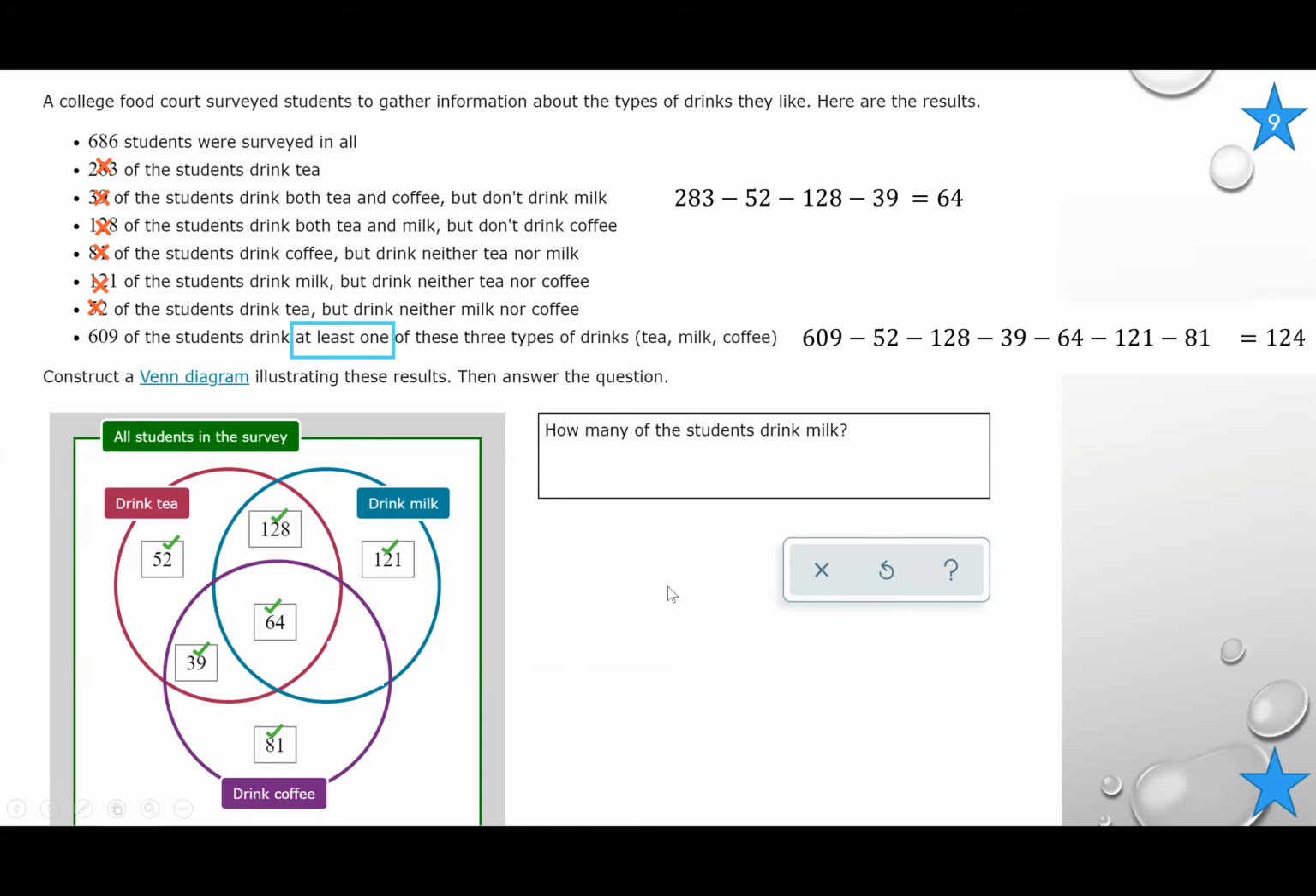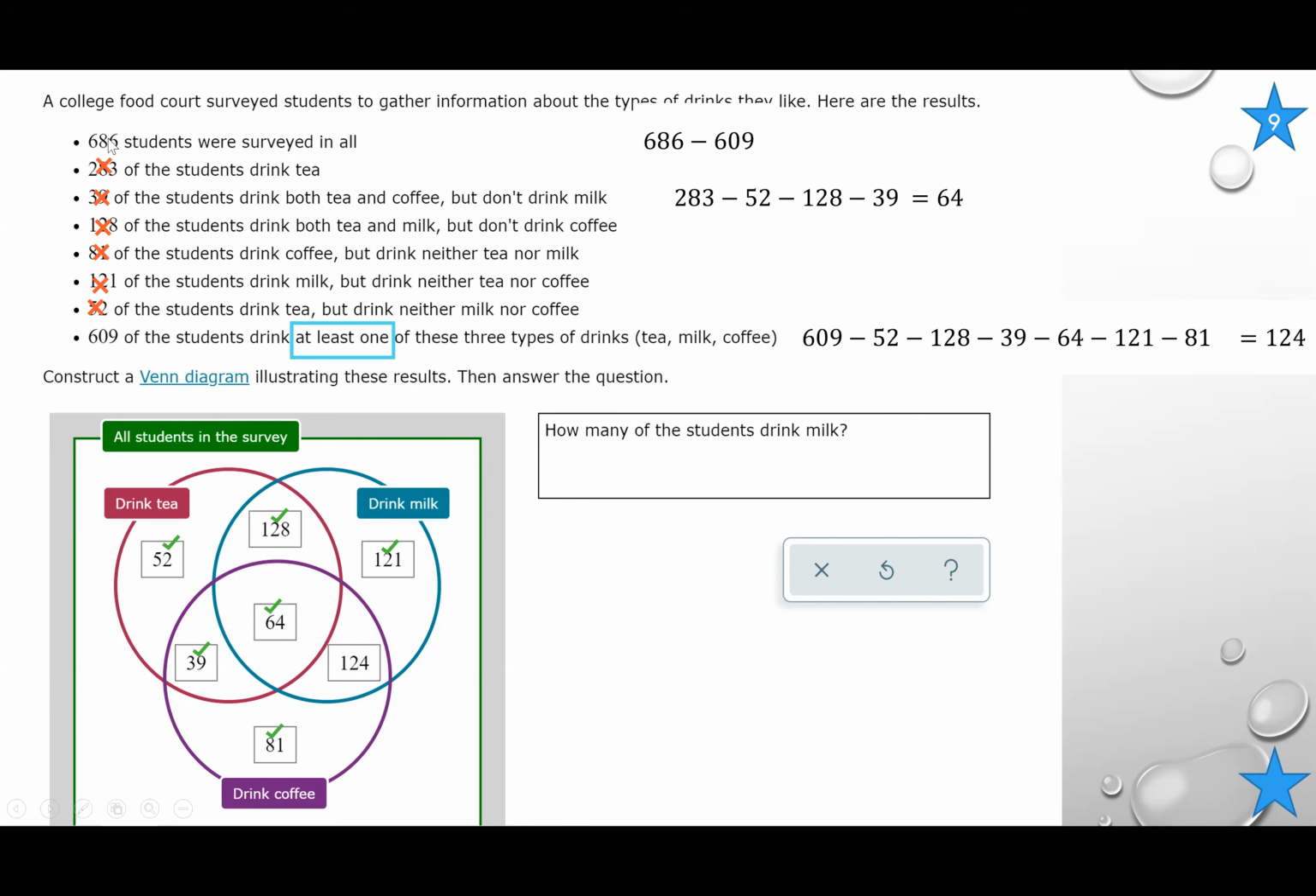124. And that 124 is in here because I know that whoever is in these 3 circles must drink at least 1 of them. And that's why I have the total of this item as 609. But I don't know this region because the information did not give me how many people drink milk and coffee but not tea, right? They don't give me that answer. So I have to manipulate my way around it to find this number.